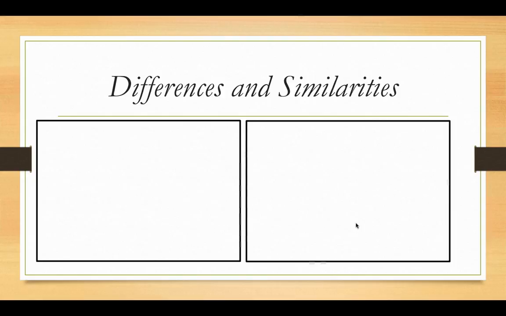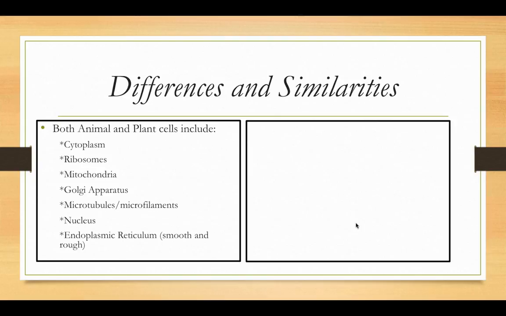So for differences and similarities, I organized them in two boxes. Both animal and plant cells include cytoplasm, ribosomes, mitochondria, Golgi apparatus, microtubules or microfilaments, nucleus, and endoplasmic reticulum, both smooth and rough. If you saw my previous video comparing and contrasting prokaryotes and eukaryotes, you'll see the functions of the Golgi apparatus, nucleus, rough ER, ribosomes, cytoplasm, and all that.